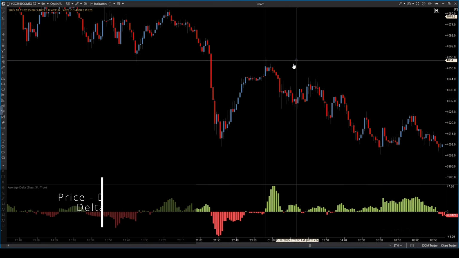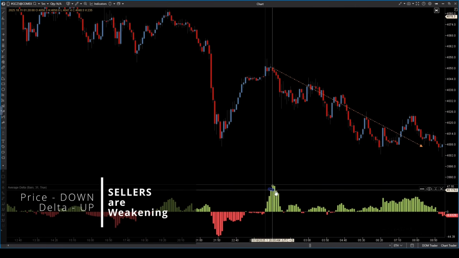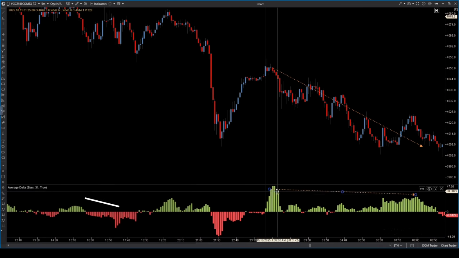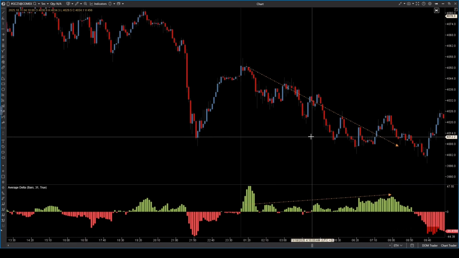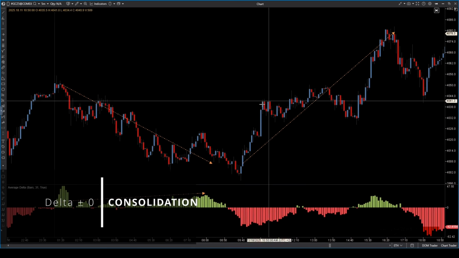Price falling, delta rising. This is a divergence. Sellers are losing strength. Delta fluctuates around zero. The market is in balance, expect consolidation.